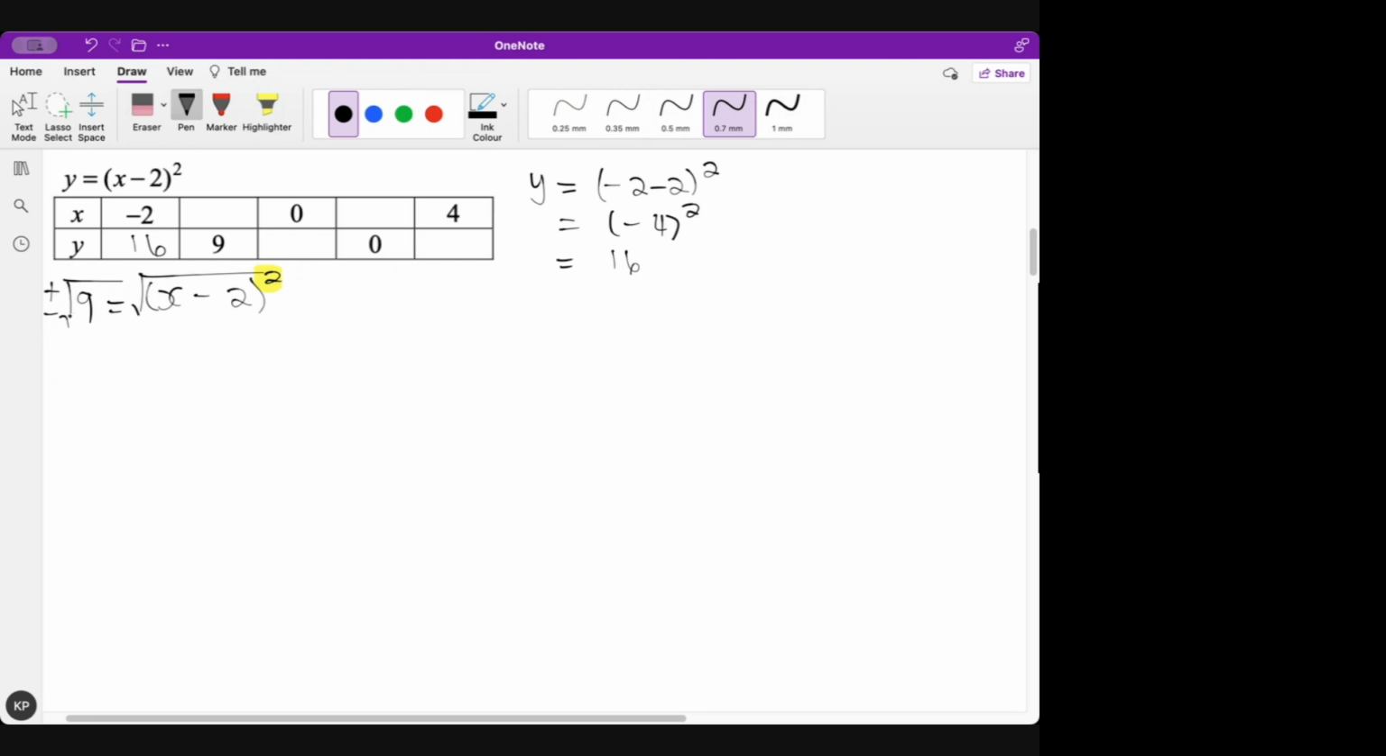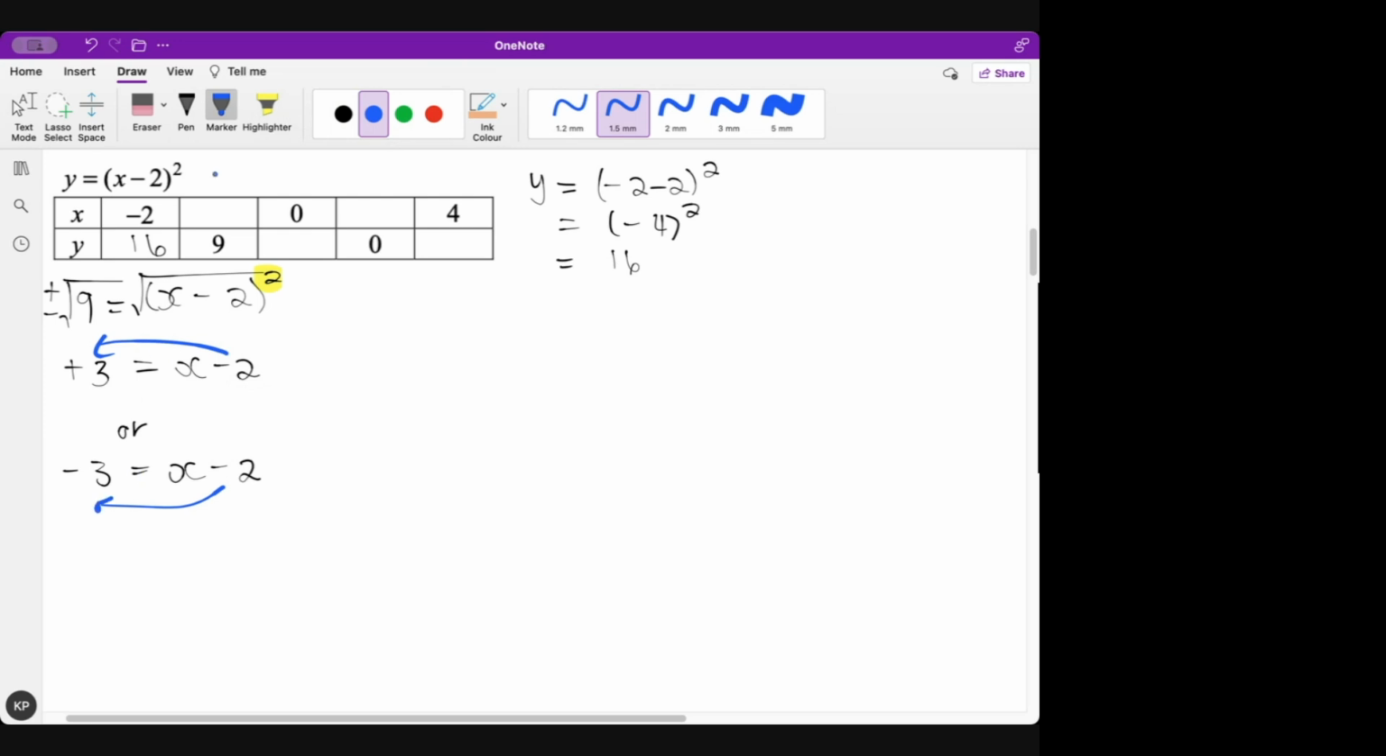What's the square root of 9, guys? Equals x minus 2. 3. Thank you. So what this plus minus means is either 3 is equal to x minus 2 or negative 3 is equal to x minus 2. That means we're going to have two solutions. If I take this negative 2 over, what happens?